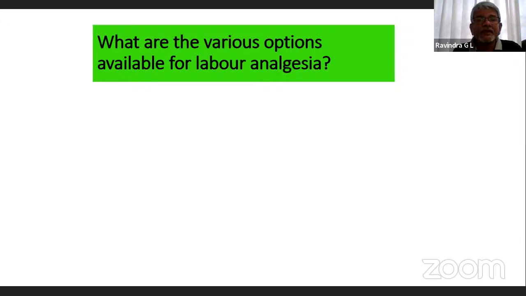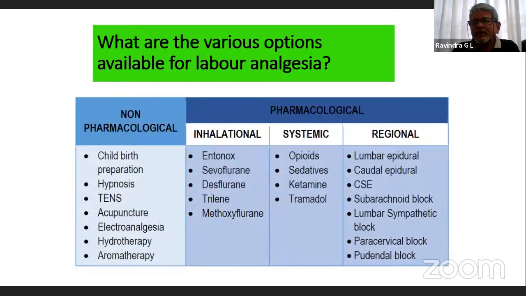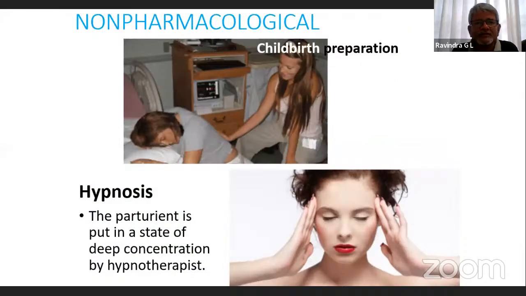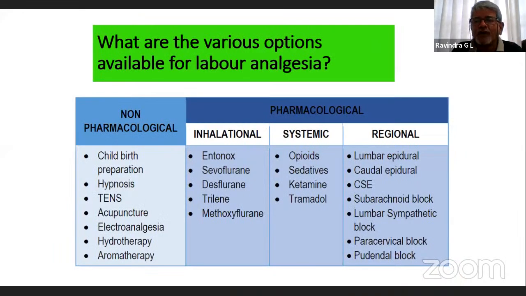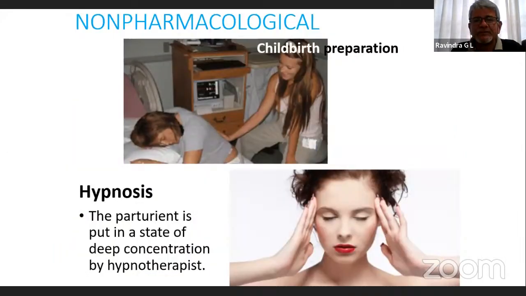pains. Now, what are the various options available for labor analgesia? Here are a few options we have, non-pharmacological and pharmacological. Let me go through the non-pharmacological ones first. The first and foremost is childbirth preparation. This is a very, very useful technique. In childbirth preparation, we are actually preparing the mother for the childbirth.